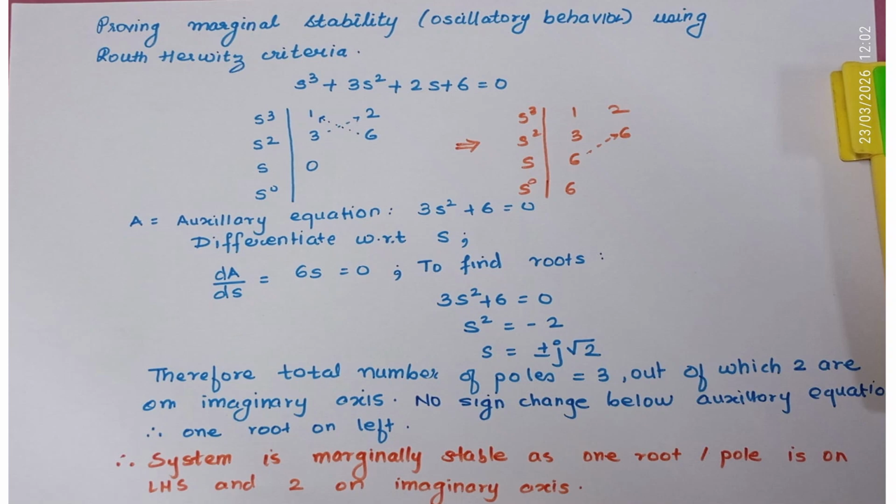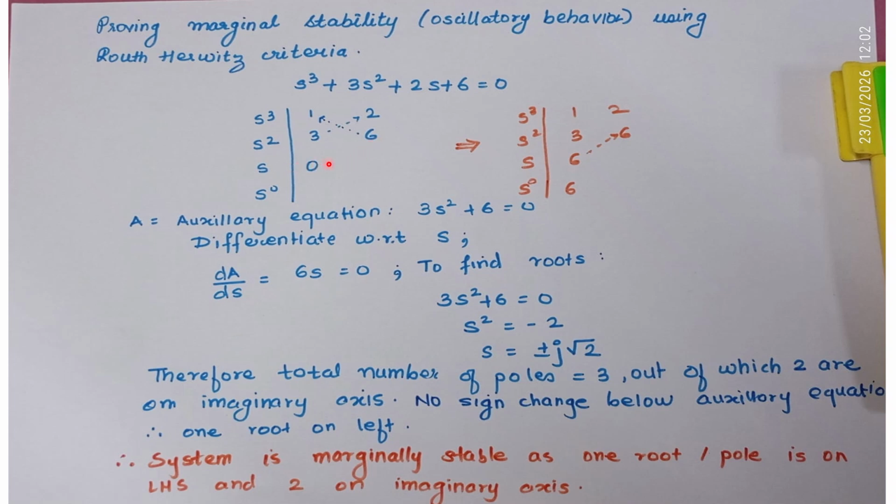In the Hurwitz criterion, you need to write down the characteristic equation, writing the highest order of s first and following with the remaining orders, ending with s raised to 0. You need to write the powers of s as shown: s cube, s square, s raised to 1, s raised to 0. And you need to write the coefficients. The first coefficient 1 comes here, then 3, then 2, then 6.